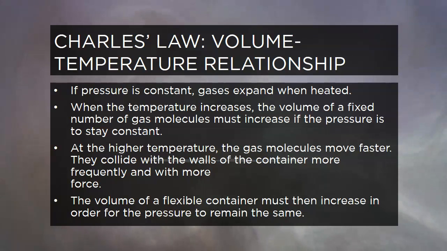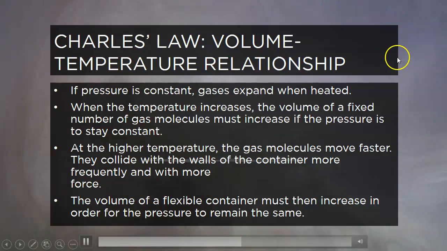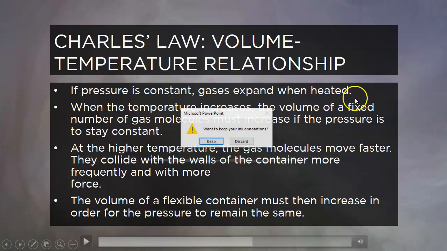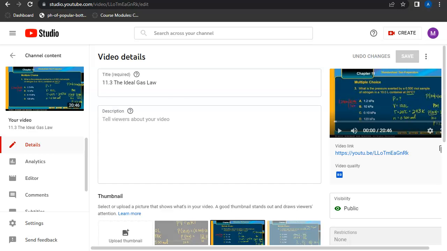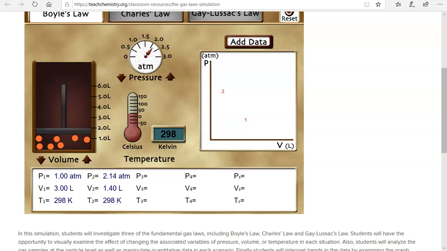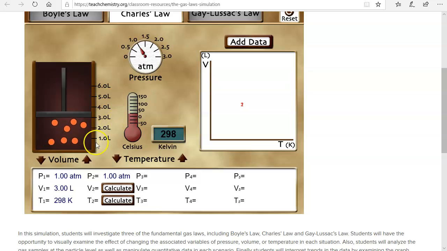They don't have as much energy. They're not exerting as much pressure on the outside. So at a higher temperature, the gas molecules move faster. They collide with more force. So the volume of a flexible container would then have to increase for that pressure to stay the same. We can look at that again with our animation. We look at Charles' law, and we see as I increase the temperature, the volume has to increase. As I decrease the temperature, the volume has to decrease.